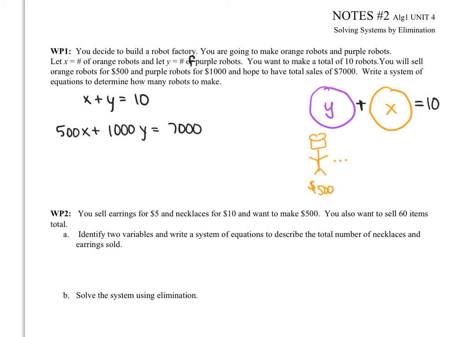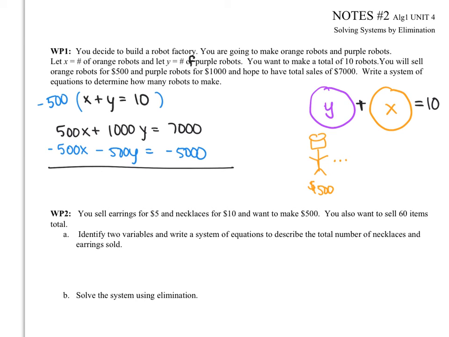and I want that to equal 7,000. So now I can use elimination to solve this system. What I would do is multiply my top equation maybe by 500 to get it to match the bottom equation. Actually, I would probably multiply by negative 500. That way, I would have negative 500x minus 500y equals negative 5,000. This will just allow me to add rather than have to subtract.